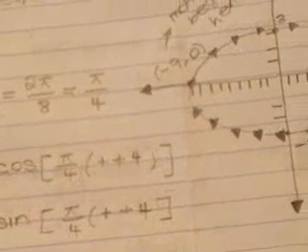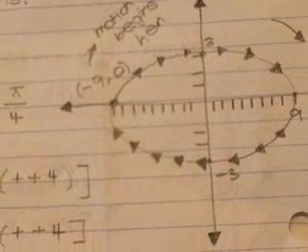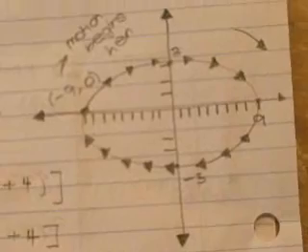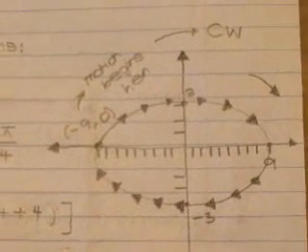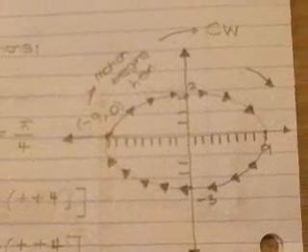Because it takes 8 seconds for a whole complete rotation, but when you start at (-9, 0), it will take only 4 seconds to start. So the graph for number 2, you start at (-9, 0), and you go clockwise. That way.